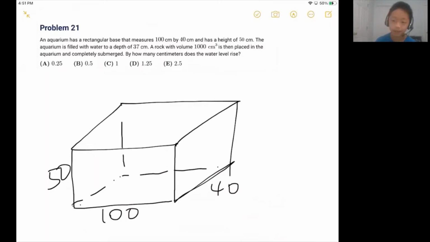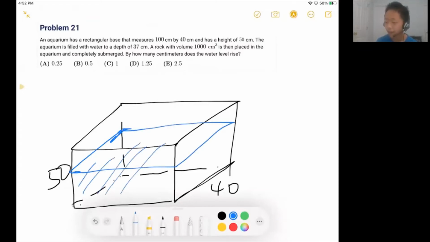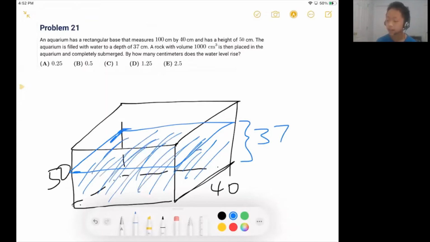We're given that the aquarium is filled with water to a depth of 37 centimeters, right? That tells us the aquarium is not completely full yet, because its capacity is 50 centimeters high. So the water comes up to this 37 centimeter mark. You have your water here, and this height here is going to be 37 centimeters. And we're given that a rock of volume 1,000 cubic centimeters is then placed in the aquarium and completely submerged. We want to know how many centimeters the water level rises.